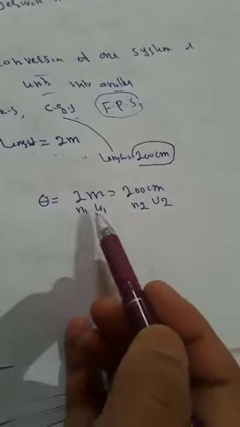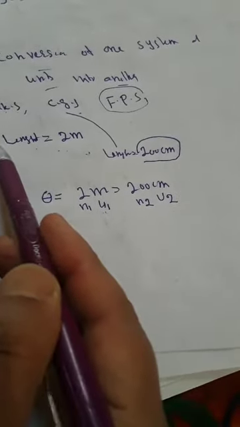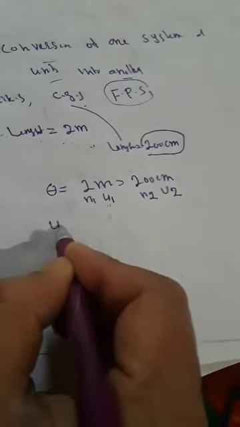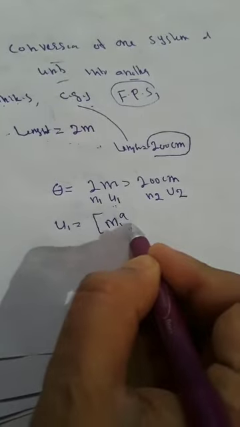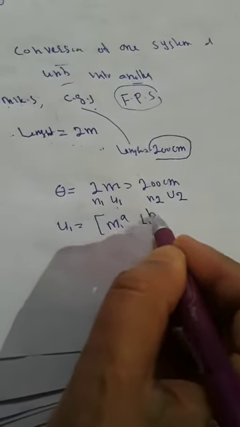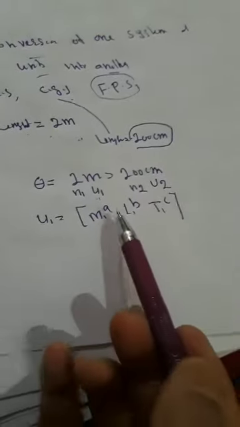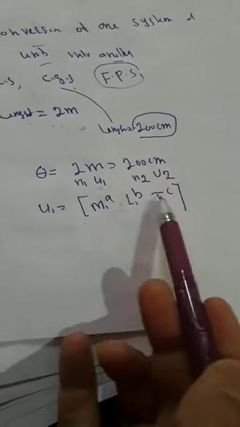If we write U1, it is the unit. Suppose it is length; it is not necessary, it can be in mass, length, and time. We can write U1 is equal to M1^a L1^b T1^c. M1, L1 and T1 are the units in one system of units. a, b and c are their powers.